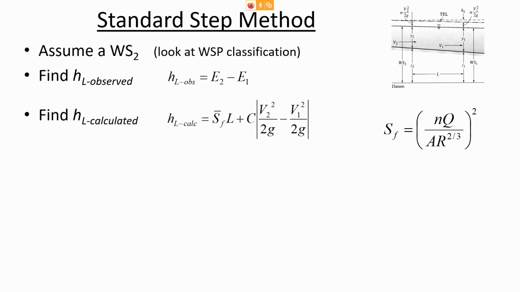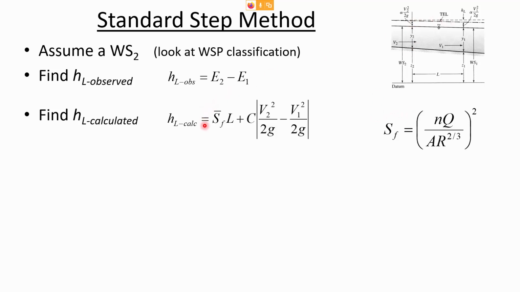That's the observed head loss. We're going to keep track of something we call the calculated head loss. The calculated head loss uses Manning's equation to estimate the average slope of the energy grade line. Remember, S sub F, the slope of the energy grade line, comes from Manning's equation. We just rearranged Manning's equation to solve for the slope. So we're saying, what's the slope of the energy grade line?